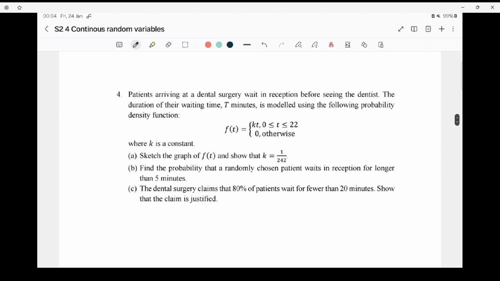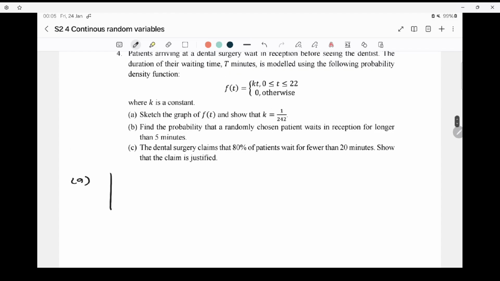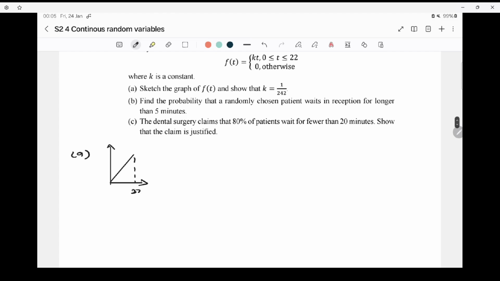The fourth question, patients arriving at dental surgery, they will wait. So the duration is modeled using the probability density function. Sketch the graph and then show that k is 1/242. So this is just a straight line going up. When t equals 0, f(t) is also 0. So this is literally a straight line going up to 22. So this is f(t), this is t. So you need to show that k equals that number.